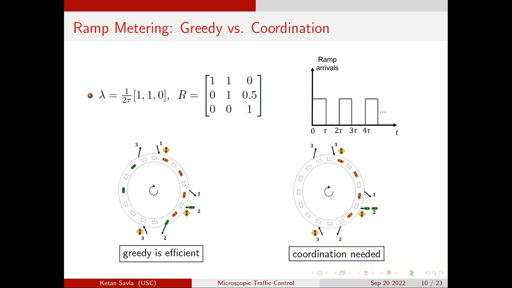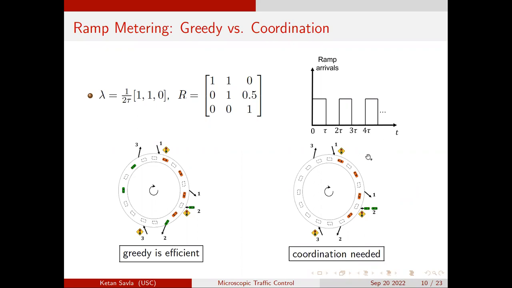Right. I did not go into all the details, but when I say coordination, I mean, how would the coordination happen? It's going to be through communication. Either there's a central controller, like a traffic management center, for example, which collects information from all the ramps and tells each ramp what it needs to do in terms of G, or it could be through ramp to ramp communication.